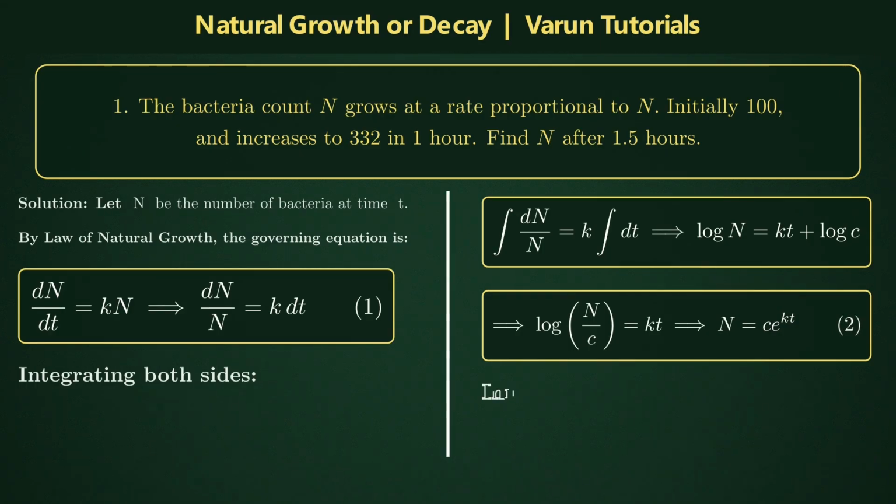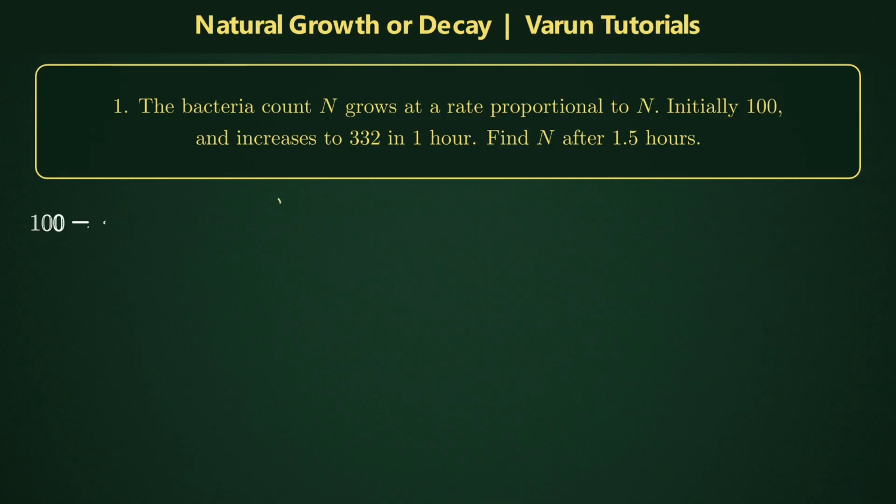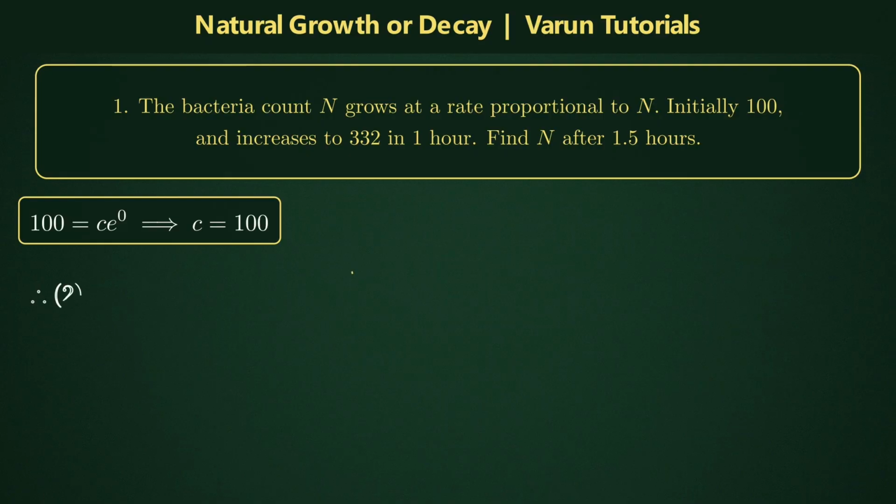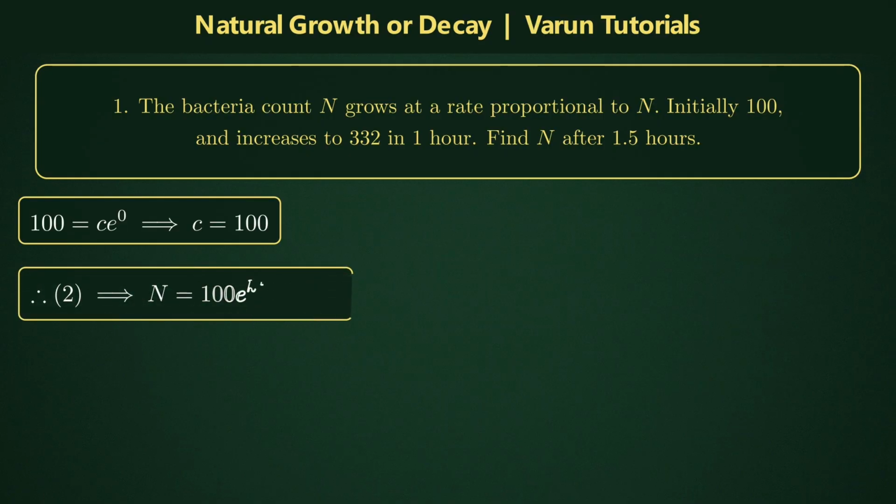We use the initial conditions to find the constant c. At t equals 0, the initial number of bacteria n is 100. Substituting these values into equation 2, we find that c is equal to 100. Therefore, equation 2 becomes n equals 100 times e to the power of kt. We label this as equation 3.